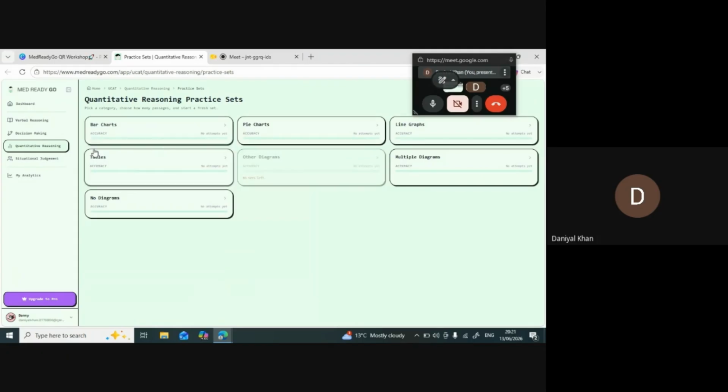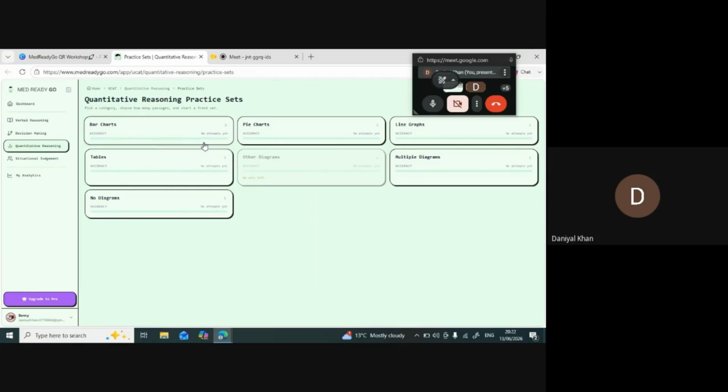All right. So this is the MedReadyGo UCAT website. These are the different types of bar charts we have. We're going to be opening mocks. There's going to be mock sets for students that upgrade to Pro and have a subscription. I believe this stuff over here you can use though. You have bar charts, pie charts, line graphs, multiple diagrams, tables, no diagrams.